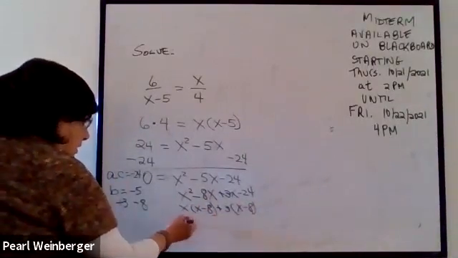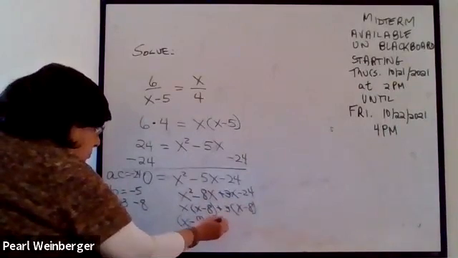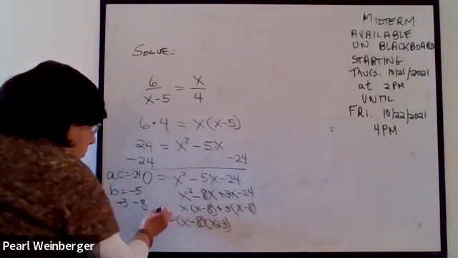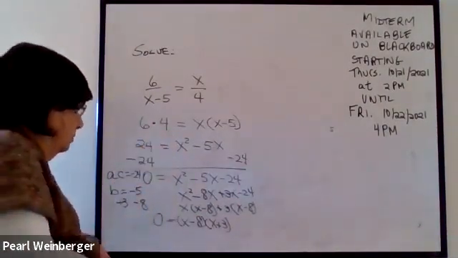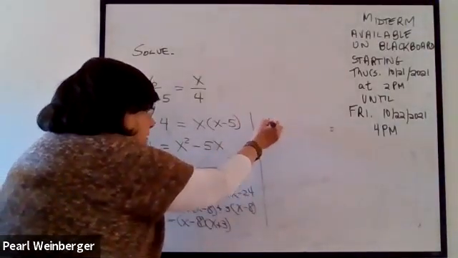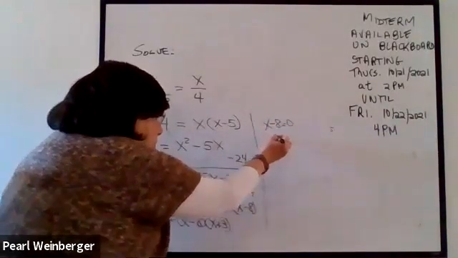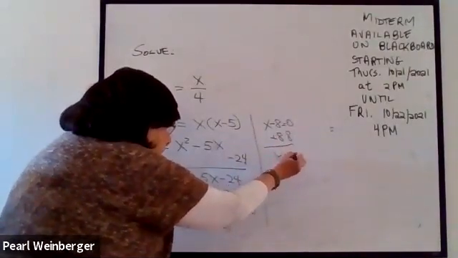So we have x minus 8 times x plus 3 equal to 0. Remember, I take each one separately and set it equal to 0. So that'll give me x minus 8 equals 0, which if we add 8 to both sides will give us x equal to 8.